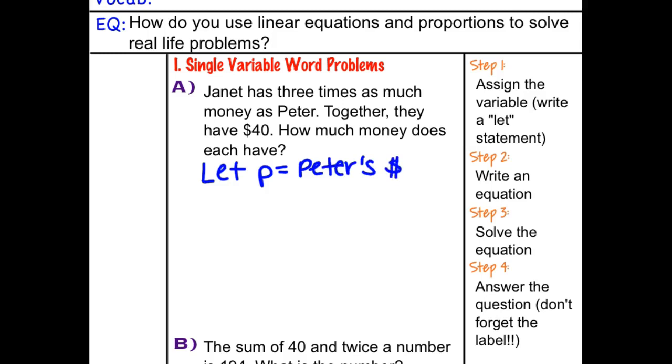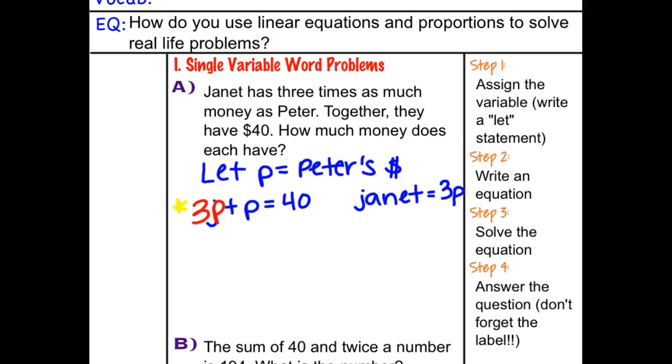So now I have that. I don't know how much Janet has, so I'm going to use J for right now. If I take Janet and Peter together, I'm going to get $40. But I can't use 2 variables because I will never get this problem solved. But I do know that Janet has 3 times as much money as Peter. So if I take the amount Peter has and triple it, or 3P, I will get Janet. So I'm going to simply replace J with 3P. My equation then is going to be 3P plus P equals 40.